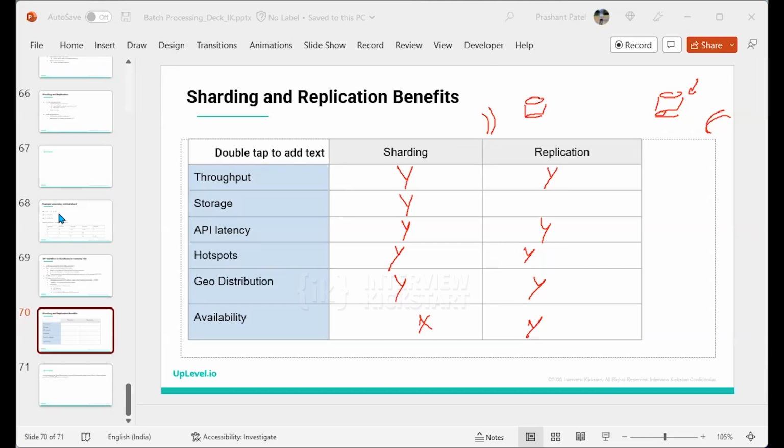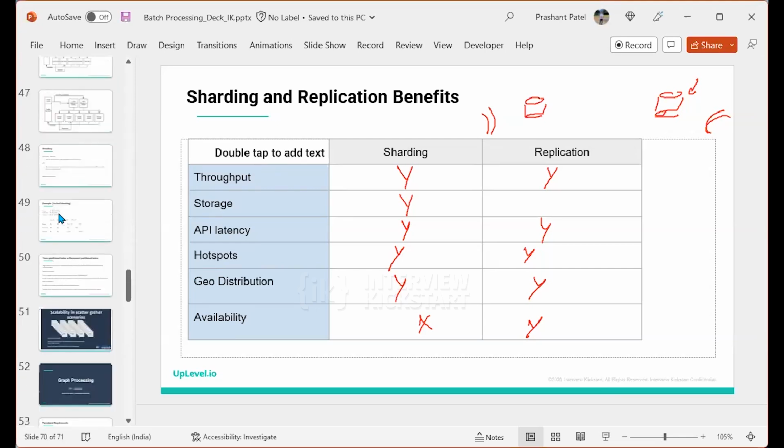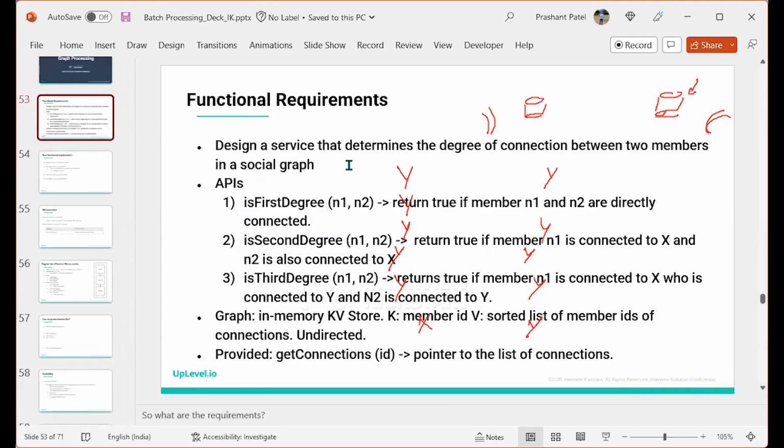So any question? We started with the functional requirements, anything that we have not covered? Let me check here. Design a service that determines the degree of connection between two members. I just wanted to let you know that this was a very specific question. Previously we had an Instagram-like system design discussion, where we discussed mostly the news feeds, but we discussed all of the services.